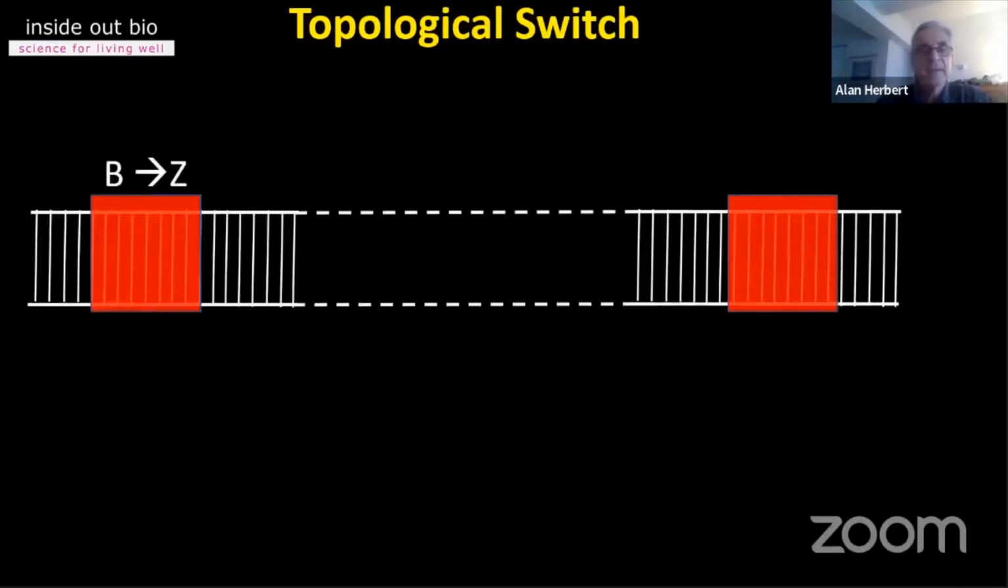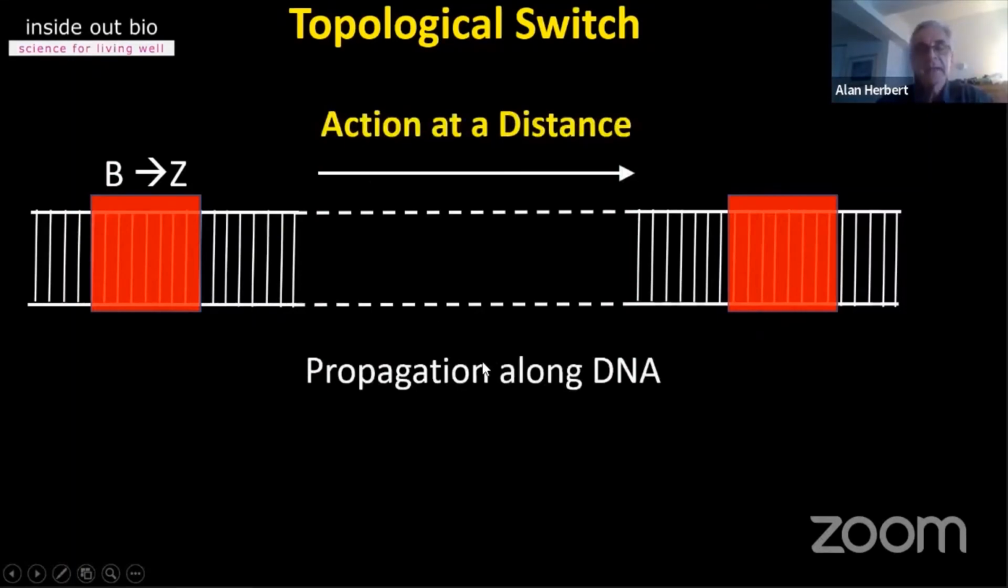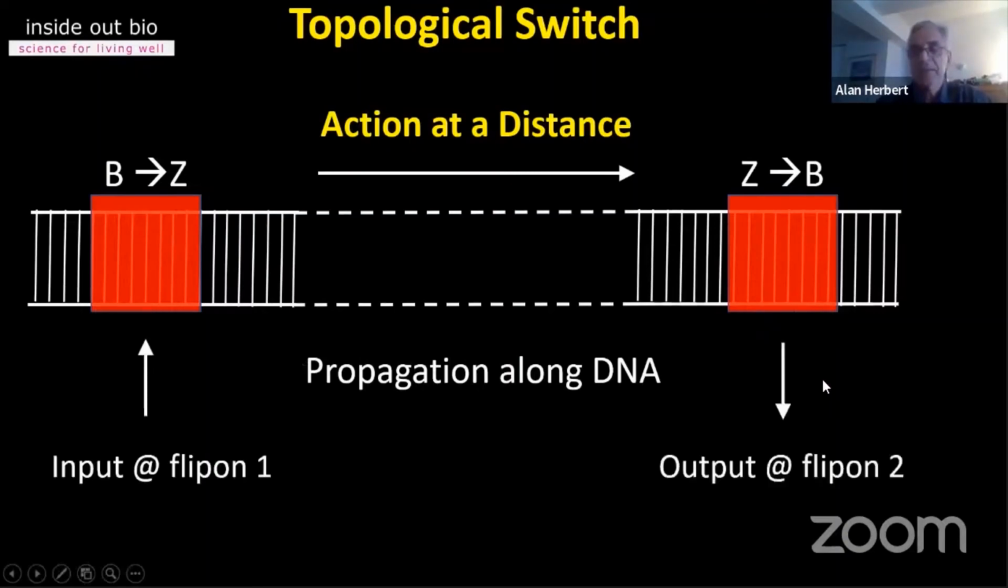So another example is the topological switch, and this alludes to the fact that you can have a sequence of Z forming that, when it gets flipped from B to Z, changes the topology of the whole domain, and that change in topology gets propagated along the DNA and allows action at a distance. So flipping this particular sequence here from B to Z may change the conformation of a sequence far, far away and flip that back from Z to B. So this allows you to have a topological switch where you have input at this particular sequence, changing the output of this particular sequence. And this is occurring over large distances of DNA.